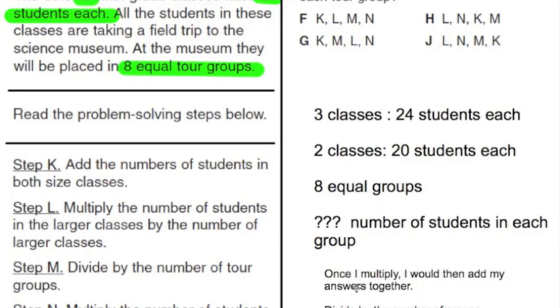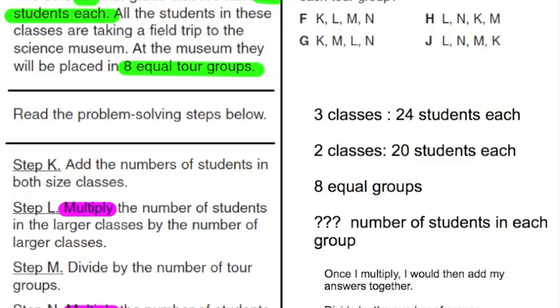So we said the first thing we're going to do is we're going to multiply. So if we look over at our steps, which 2 items do you see that say multiply? Right, step L and step N. So if we check that out, step L says multiply, step N says multiply. If we read what this says, it says step L, multiply the number of students in the larger classes by the number of larger classes.